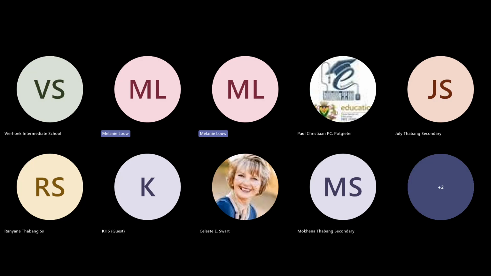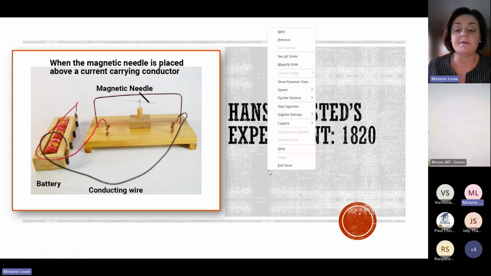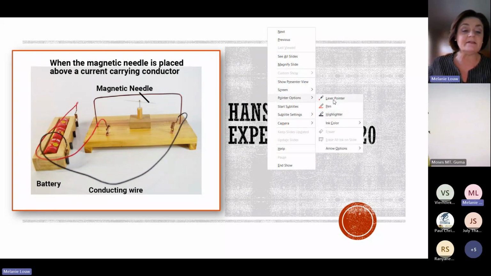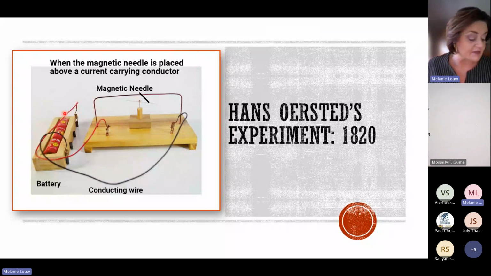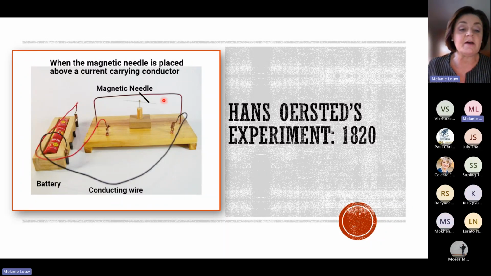By accident, it was discovered that when a magnetic needle is above a current carrying conductor, the magnetic needle deviates. So in this picture, you can see that you have a couple of cells, and a current is flowing through a conductor, and underneath it is a needle. The moment the current starts to flow through the conductor, this magnetic needle deviates or starts to rotate.